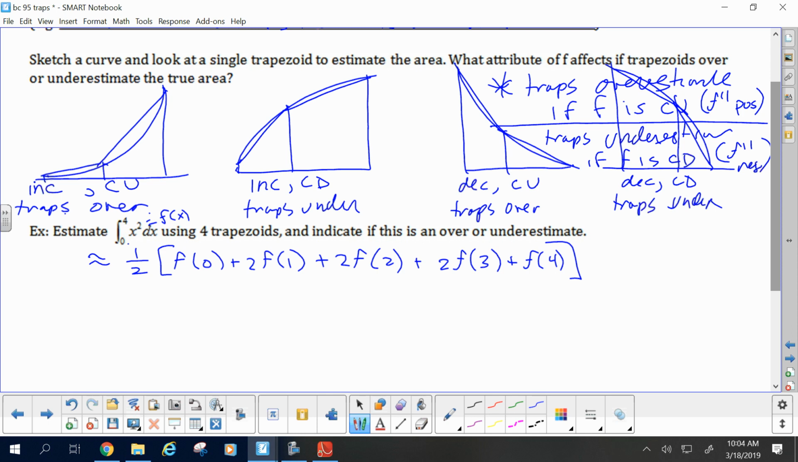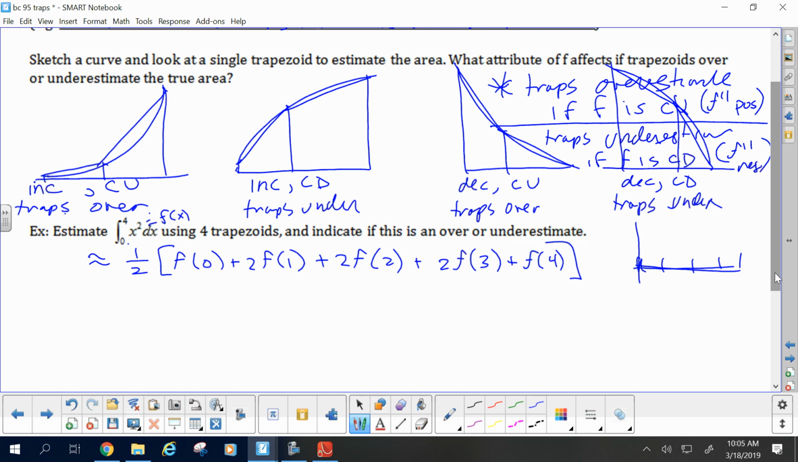Counting in here, you'll notice that although you have 4 trapezoids, you have 5 values. That's to be expected because you're starting with the left endpoint. So don't think, oh, I must have done something wrong, I have 4 trapezoids but I got 5 values. That's exactly right.